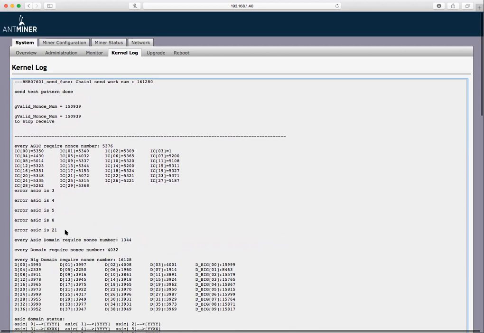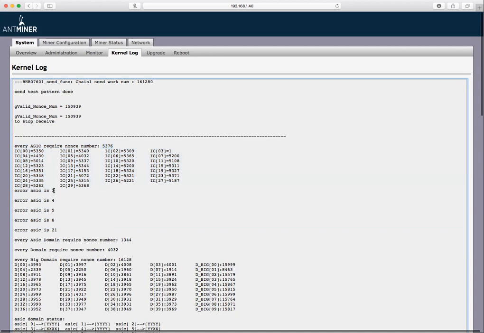I'm looking at this output right here, and I'm trying to understand this. I looked at this a while last night. It looks like as it's working, you expect a number out of the chips, and the chip's number has to be at a certain level. If it's not, it's defective at the frequency it's running, I think. Something to notice here: it says every ASIC requires nonce number 5376. And then it listed the numbers of errors.